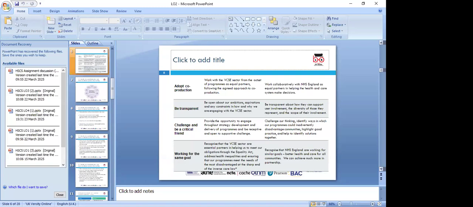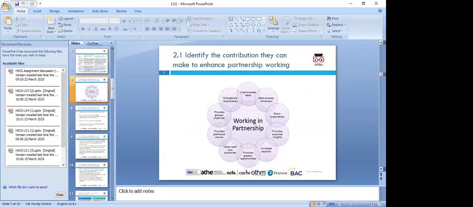In being transparent, you have to be transparent about how they can support involvement, the diversity of those they represent, and the scope of the engagement. It is very, very important that we take note of what NHS England does and what the VCSE also does. We would also identify the contribution that can be made to enhance partnership working.